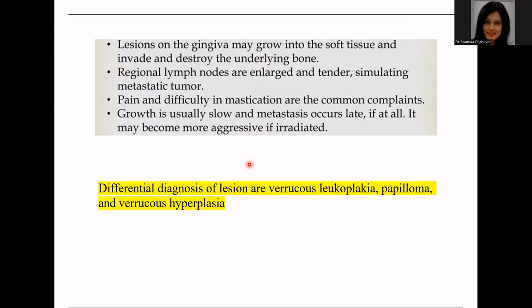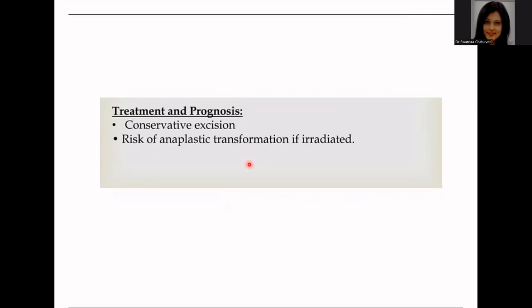And here again, pain and difficulty in mastication will be a common complaint. Patient would come to you, and growth is usually slow and metastasis occur late, if at all. It may become more aggressive if it is irradiated, so that has to be kept in mind. Differential of this disorder include verrucous leukoplakia, papilloma, and verrucous hyperplasia.